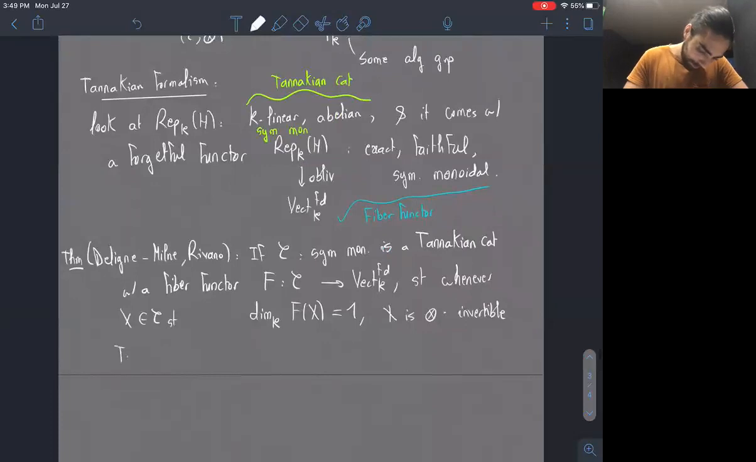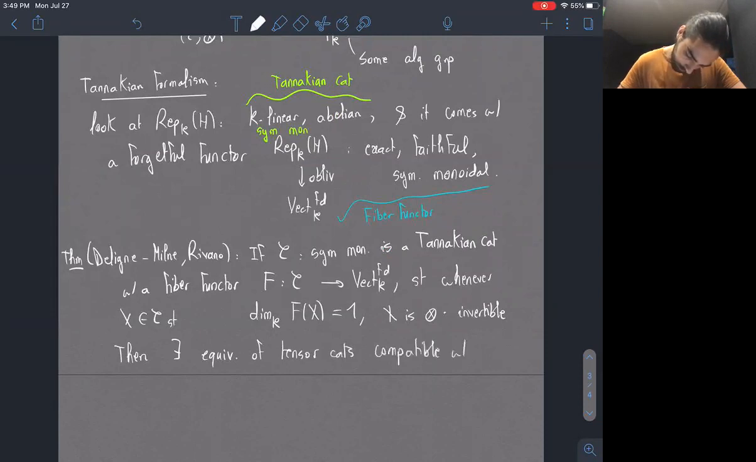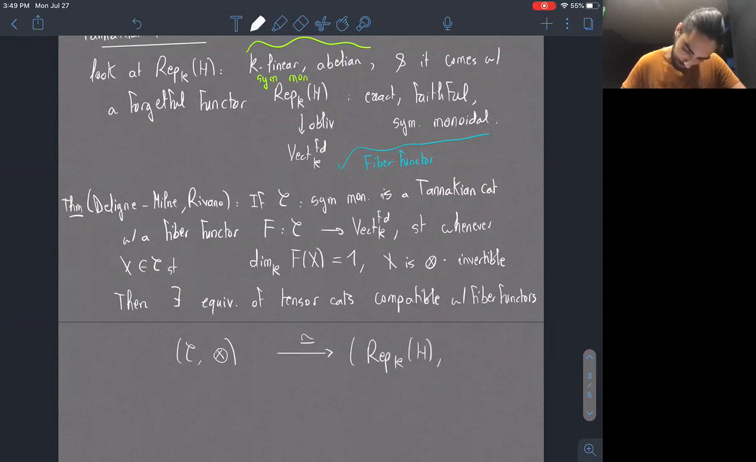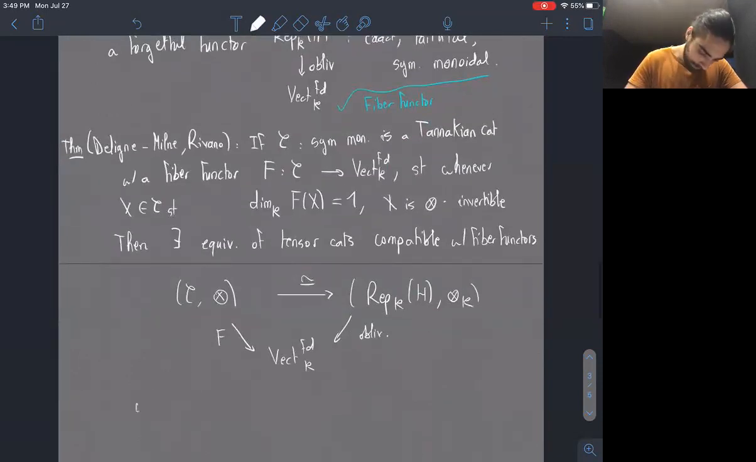Then whenever I have this, I'm guaranteed that there exists an equivalence of tensor categories, compatible with fiber functors, between C with its monoidal structure and the category of representations of some affine group scheme H, in such a way that the projections down to the fiber functors commute with this equivalence. Here H is some affine group scheme.